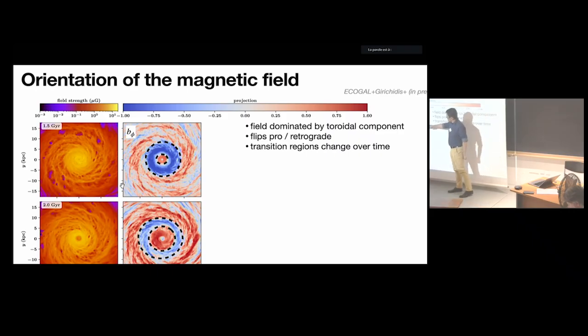Interestingly, these changes from red to blue occur in an entire ring in the galaxy and evolve over time. So we see this red patch grows to this size after half a gigayear, and if you look at further evolution, we see changes in whether the field is that way or that way.